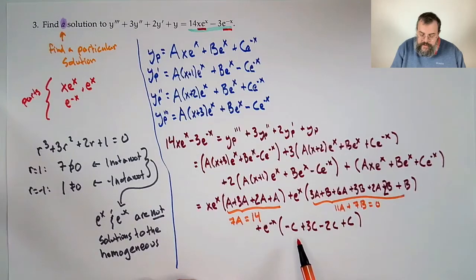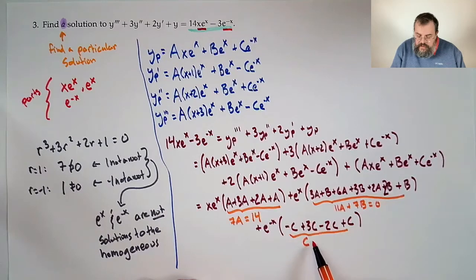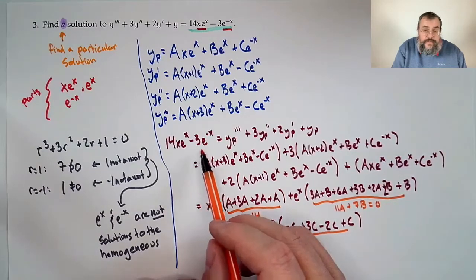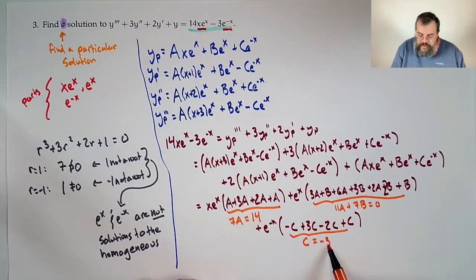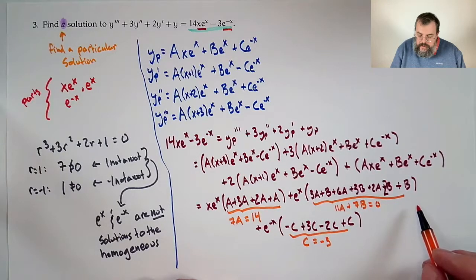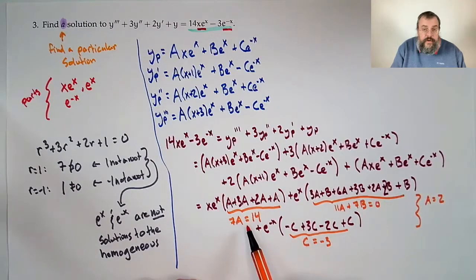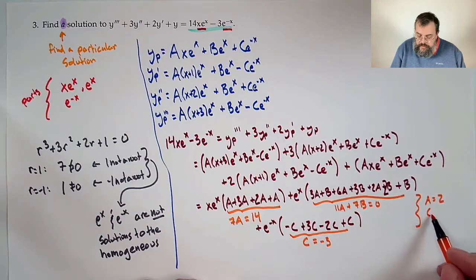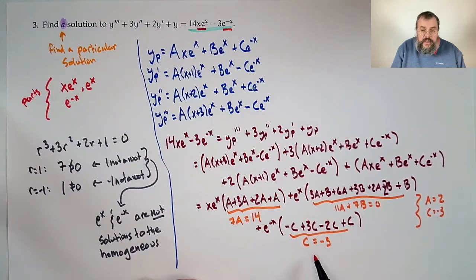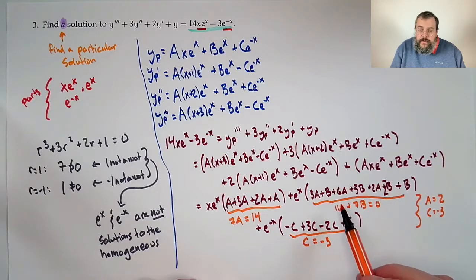All right. How about here? Minus c plus 3c minus 2c plus c gives us c. And that has to equal the coefficient of e to the minus x, negative 3. So what do we see? All right. Well, great. We see that a equals 2. That's pretty straightforward. We see c equals negative 3. Again, that's pretty straightforward.